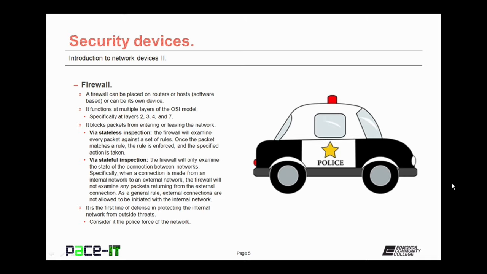Now, a firewall can be placed on routers or hosts in that it can be software-based, or it can be its own device. A firewall functions at multiple layers of the OSI model, specifically at layers 2, 3, 4, and 7. A firewall can block packets from entering or leaving the network, and it does this through one of two methods. It can do it through stateless inspection, in which the firewall will examine every packet that enters or leaves the networks against a set of rules. Once the packet matches a rule, the rule is enforced and the specified action is taken.